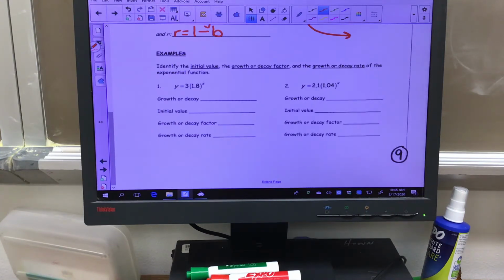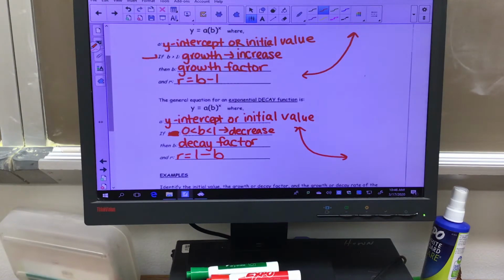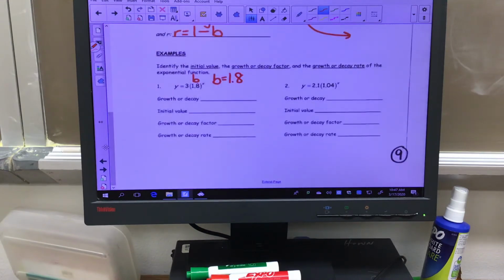So, number 1, y equals 3 times 1.8 to the x. So to know if it's a growth or decay, I'm looking at that b value. So my b is 1.8. So my b is greater than 1, because it's 1.8, so I know this is a growth. My initial value is what is in front, which is 3, meaning my function has a y-intercept, or a starting value of 3. My growth factor we actually already found. What are we multiplying by? 1.8.